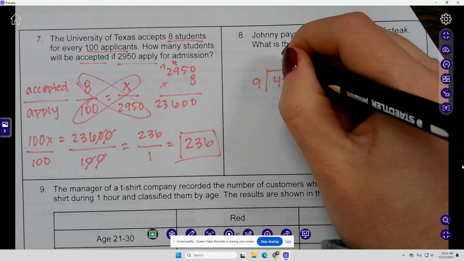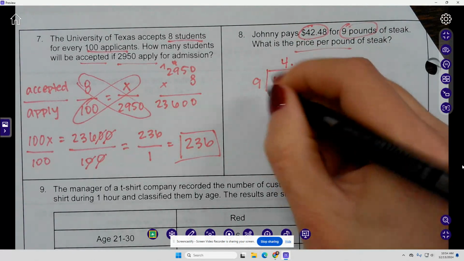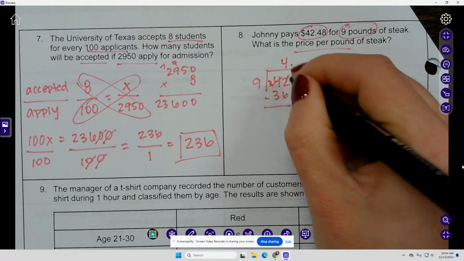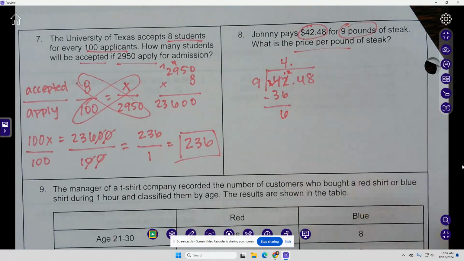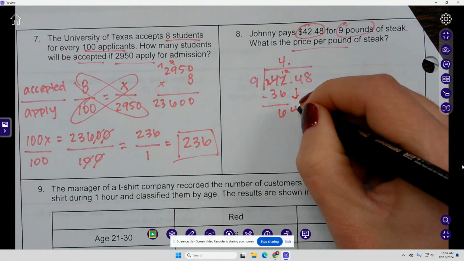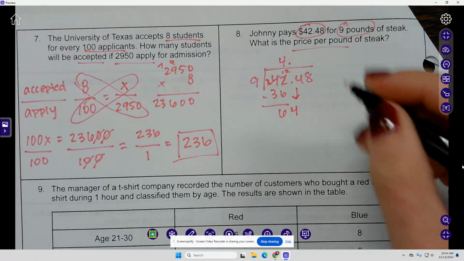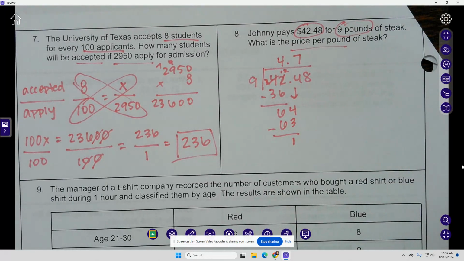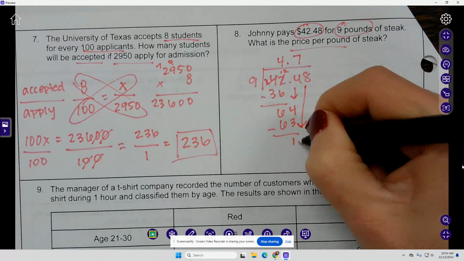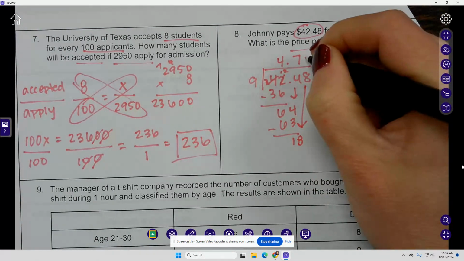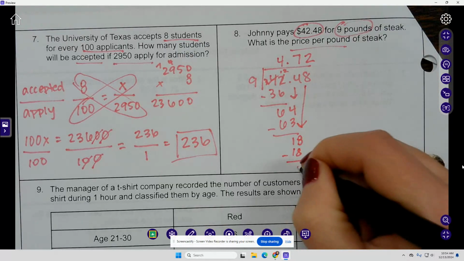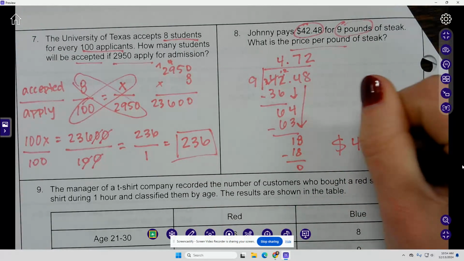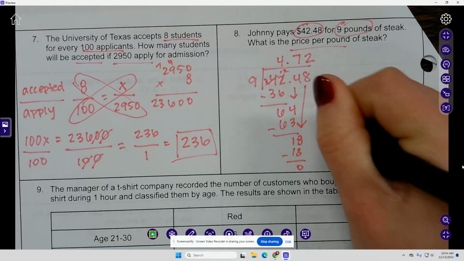9 can go into 42 4 times. 9 times 4 is 36, so I'm going to subtract. I'm going to borrow. 12 minus 6 is 6. Bring down my 4. 9 can go into 64 7 times, that's 63. Subtract and get 1. Bring down my 8. 9 can go into 18 2 times. So, for the price of 1 pound of steak, it's $4.72.